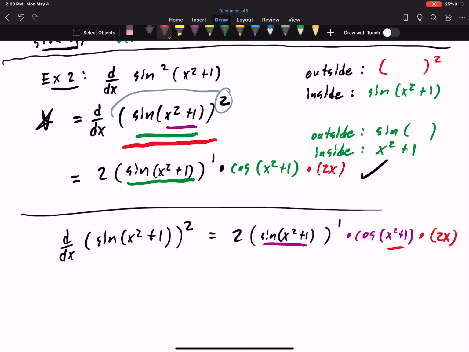Once you get the hang of knowing what the outside function is and the inside function, you can do it automatically. No extra writing, no writing outside and inside and all that stuff. You can just do it all in one line.